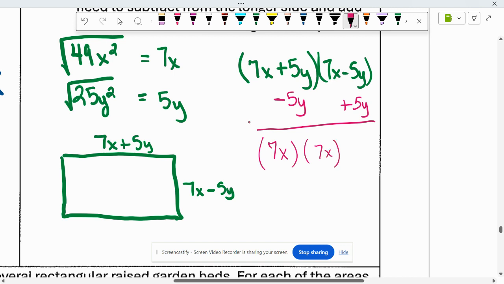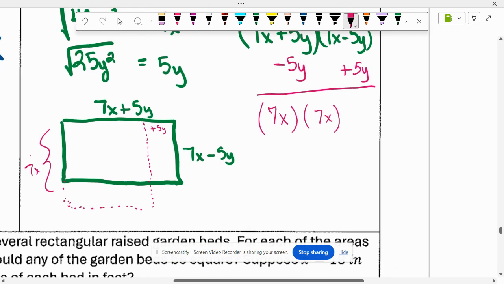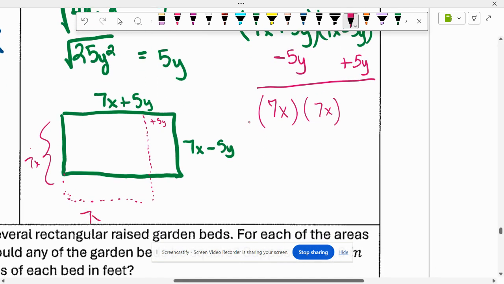So if I were to take this piece right here, let's say that this is my plus 5y part, and I were to subtract that and add that over to this part, that would give me a 7x by a 7x. And this is just a little sketch, but we proved it algebraically.